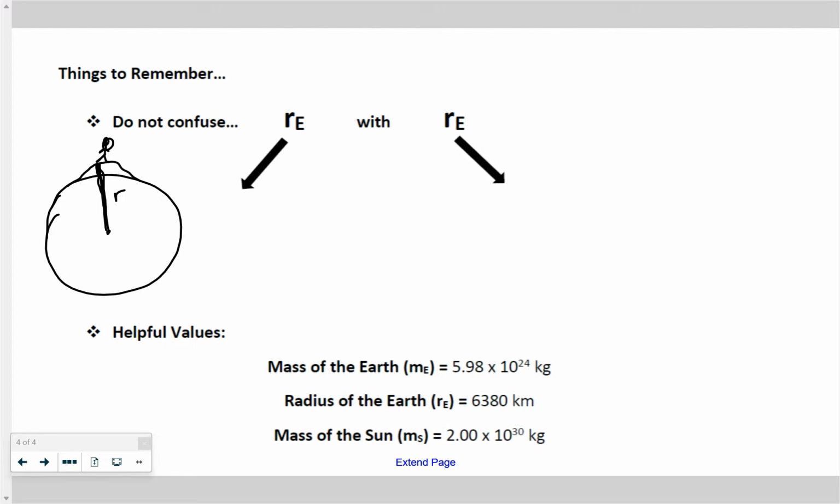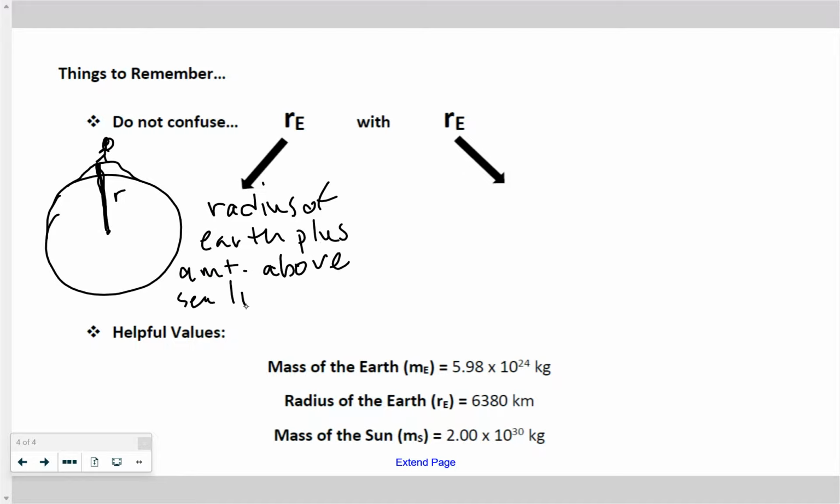So radius of Earth plus whatever above sea level an object is standing. So if you're standing on the top of Mount Everest, that amount above sea level, or we would be subtracting if it's below sea level. And that's just the distance from the center of the Earth to that object standing on the Earth.